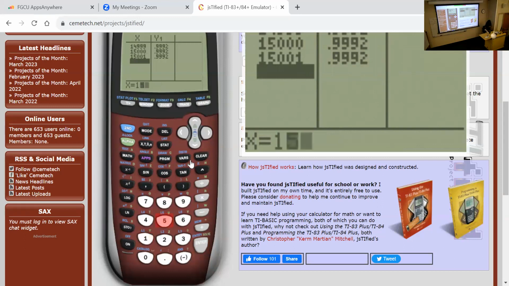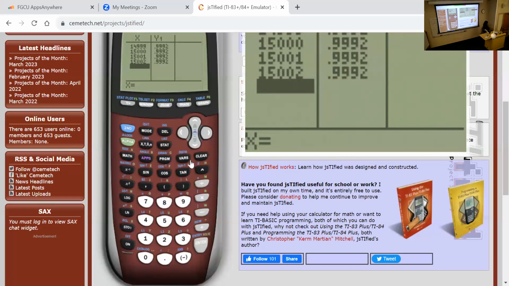One more, 15,002. Could have done 14,998 also. Okay, what is happening to the values of y as you come from the left hand side, as you come from the right hand side, approaching 15,000? They're staying the same.